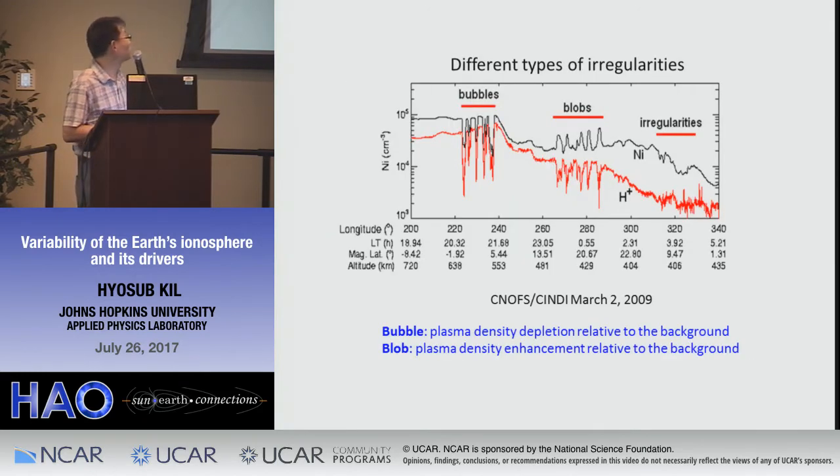And there are different types of irregularities. This black line shows the total electron density. If you draw a background line and compare, you see plasma density depletion occurrence. That's called plasma bubbles. In this region, if you draw the background line, plasma density enhancement occurs. We call that plasma blobs. And there are places where you cannot distinguish bubbles or blobs. I just call them irregularities. This is the observation in low latitude by the Swarm satellite.